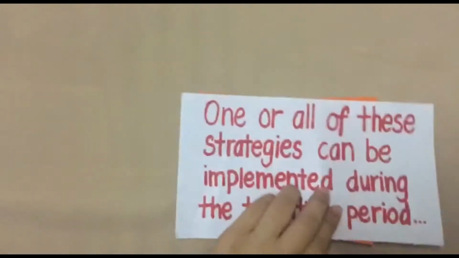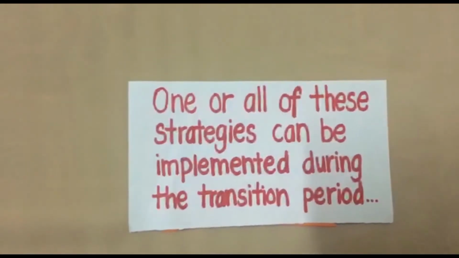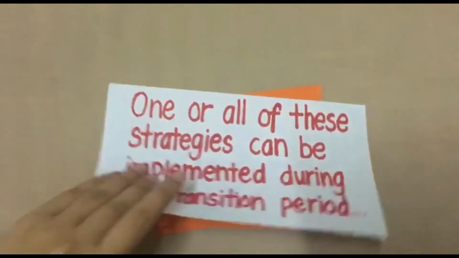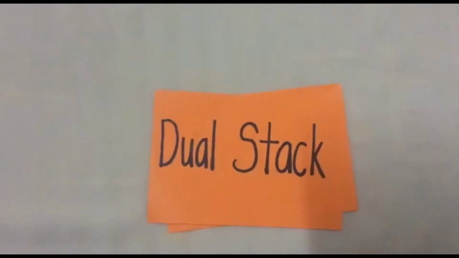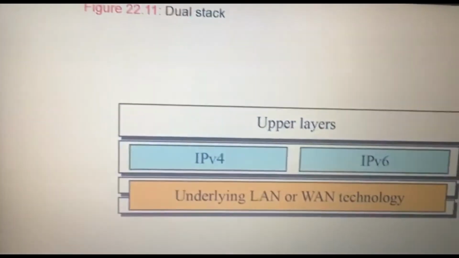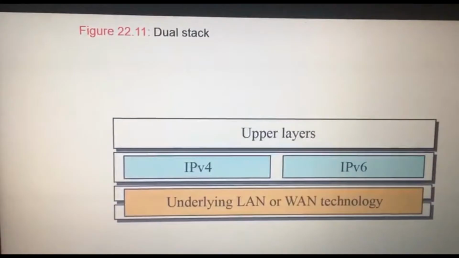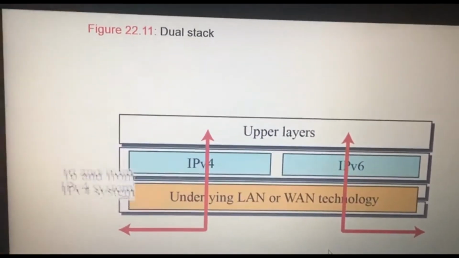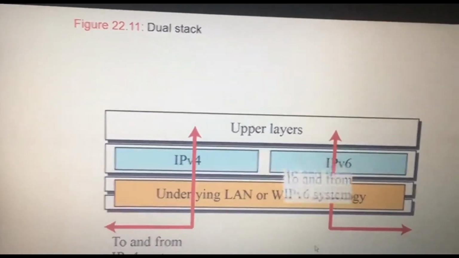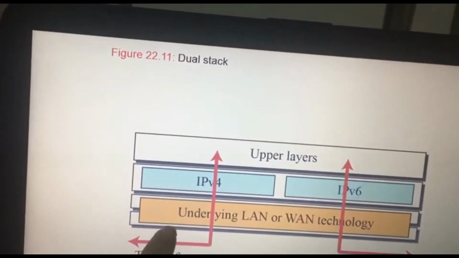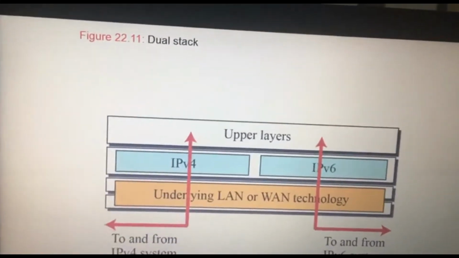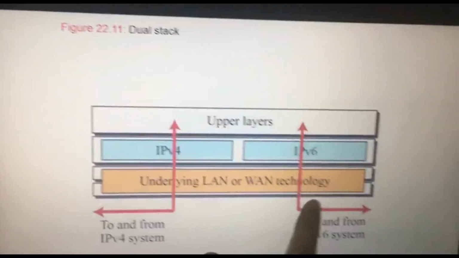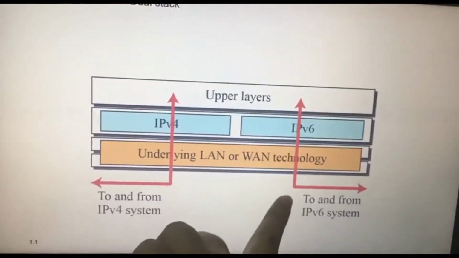One of these strategies can be implemented during the transition period. So the first strategy is dual stack. This is the dual stack strategy. There are 3 layers: upper layer, IPv4 and IPv6, and underlying LAN or WAN technology. This way is for IPv4 systems, and then this way is for IPv6 systems.